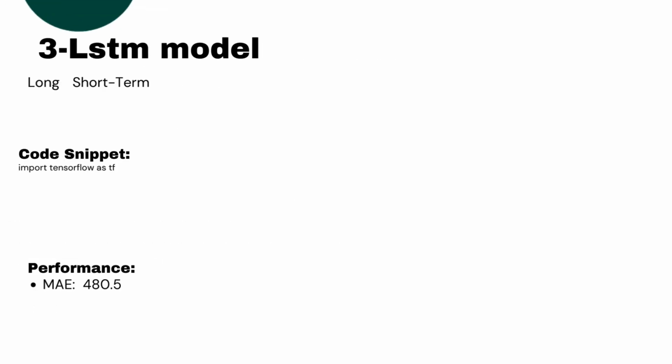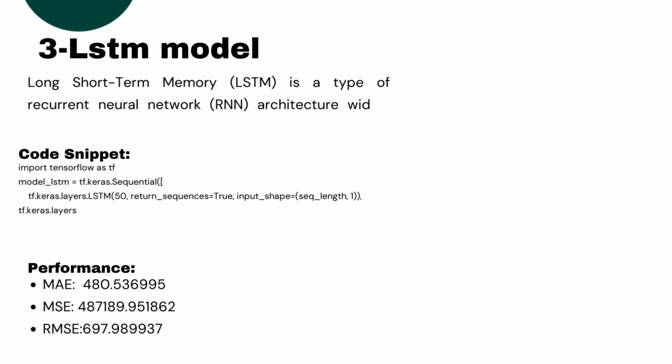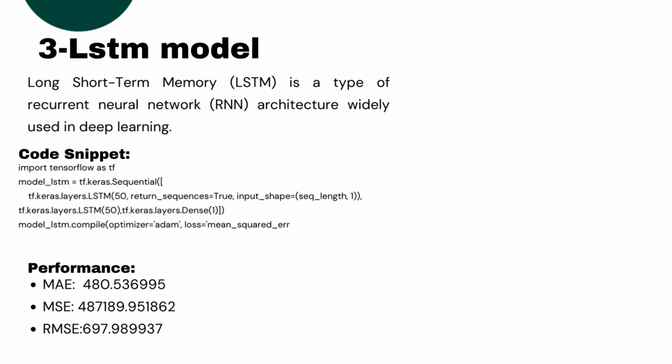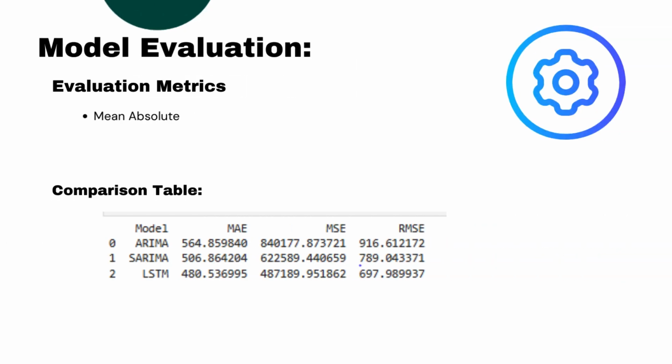Finally, we're going to use a type of recurrent neural network architecture widely used in deep learning. It's LSTM, an acronym of long short-term memory. Here is an example of the code and also the values of the performance metrics evaluation. For model evaluation, we're going to use evaluation metrics such as mean absolute error, mean squared error, and root mean squared error.